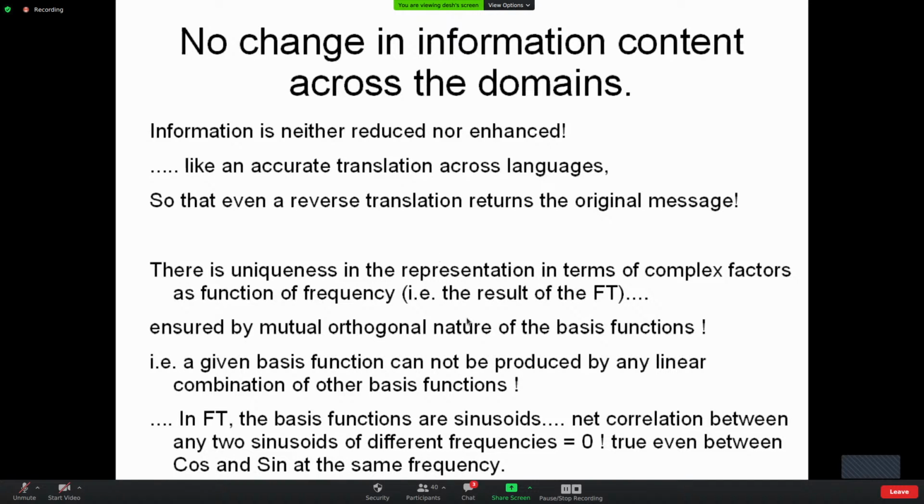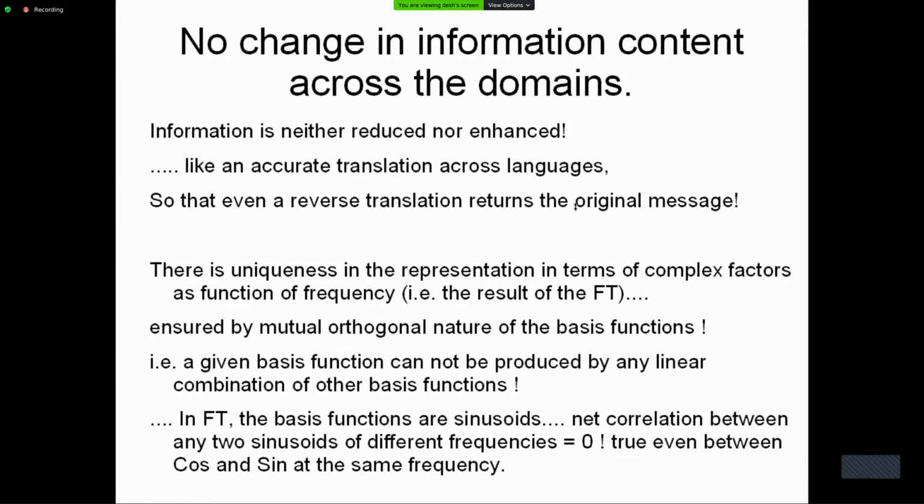At the same time, you should remember that every point in one domain is not mapped to a corresponding point in the other domain. There is no one-to-one mapping like this. Information of the entire span is combined in a certain way to produce a point in the other domain. So there is no one-to-one mapping, except that the combination is such that all those points together produce the information at any given one point in the other domain.